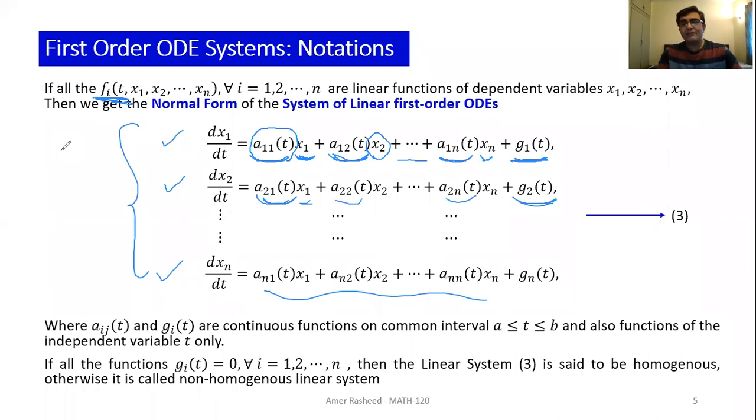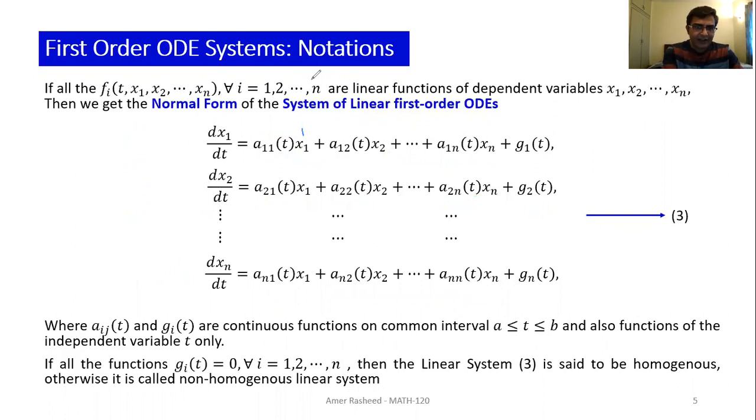n first order differential equations, and this system is a linear system because all the equations are linear. All the dependent variables you can see here in this system have degree 1. You can see here also all the variables have degree 1. So this is also called the normal form of the system of linear first order ODEs.